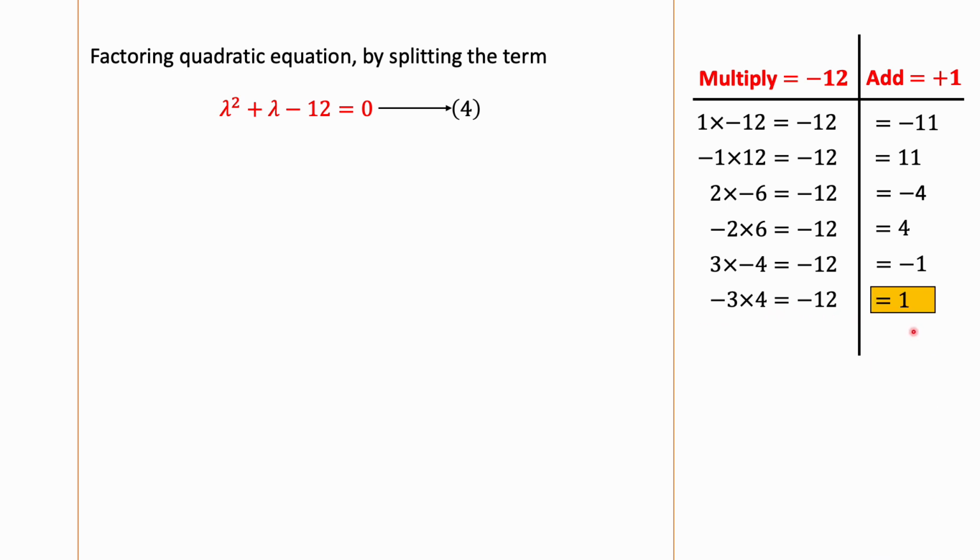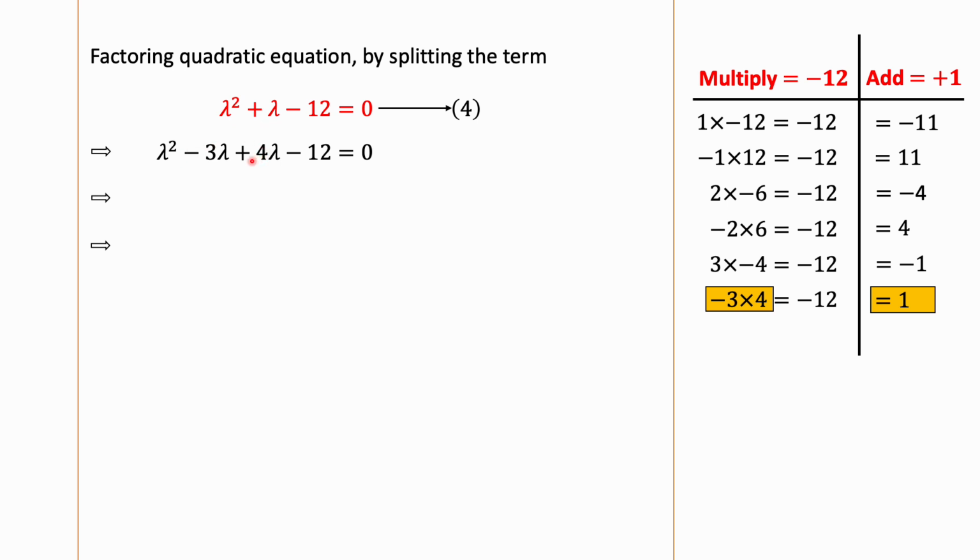So you can see here I got the value 1, and these two split terms, minus 3 and 4, are the split terms. Okay, so I have split this 1 as minus 3 plus 4. Now you can substitute this value in this equation. I am writing it as lambda square, and plus lambda, instead of writing plus 1 lambda, I am writing it as minus 3 lambda plus 4 lambda. So I have split here 1 as minus 3 and plus 4.